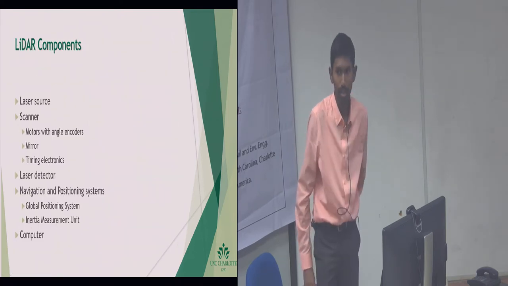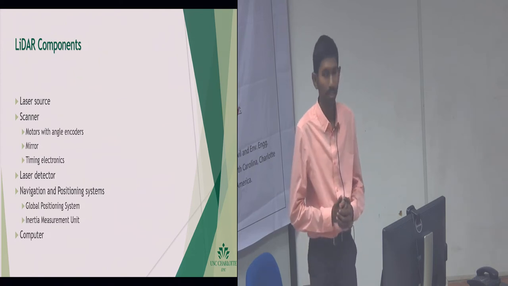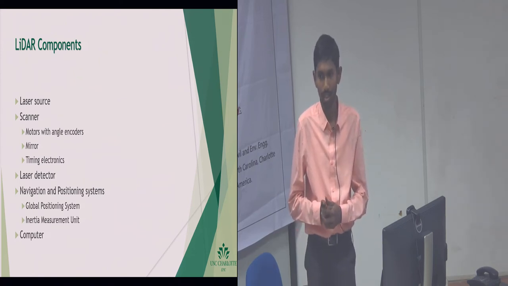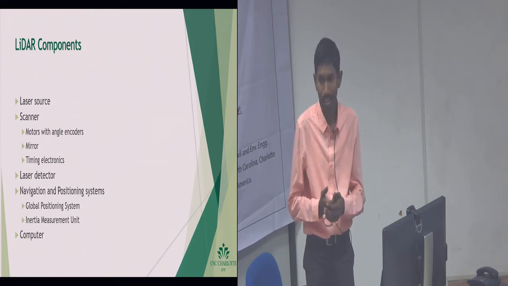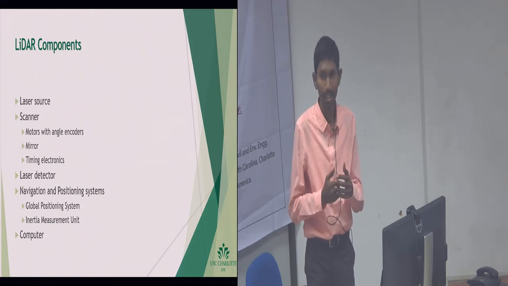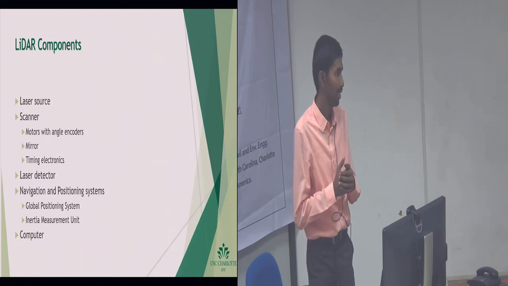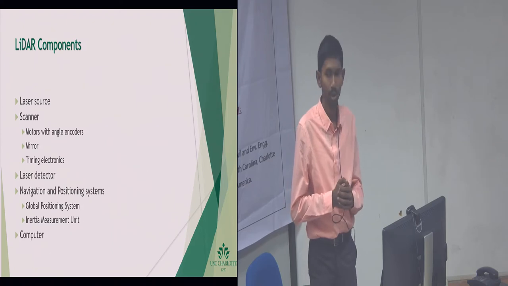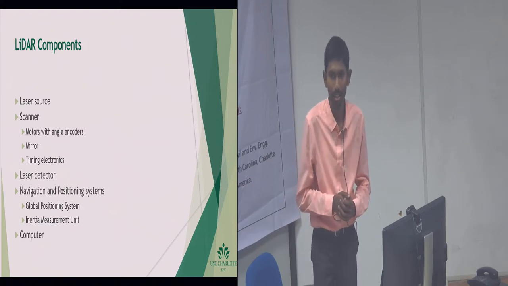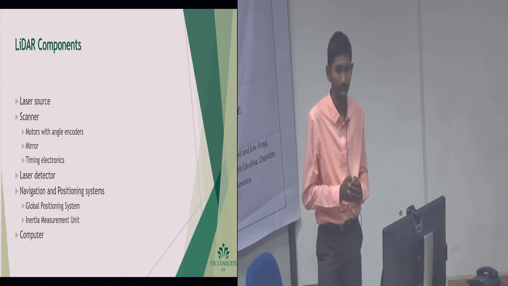Now, what are the components of a LiDAR? We have a laser source, which produces light. We have a scanner. The scanner can contain motors, mirrors, and timing electronics. A laser detector, to detect the reflected light. Navigation positioning systems, say GPS or an inertial measurement system, and a computer.